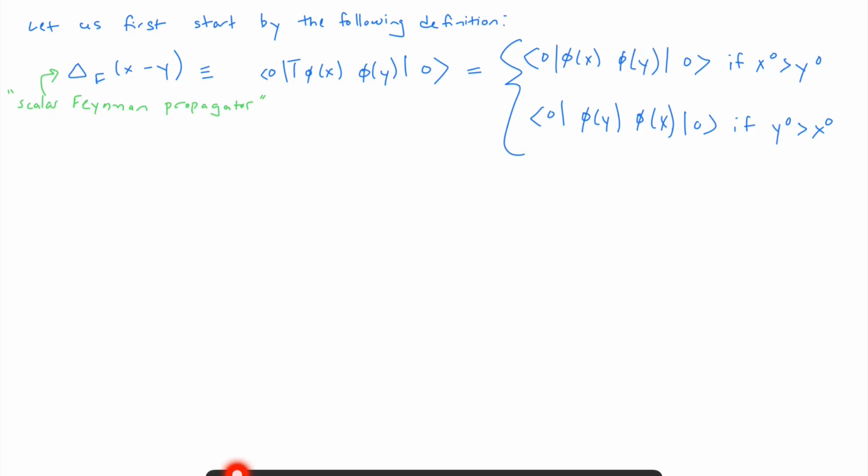This still stays phi x, phi y. But if x happens at an earlier time, meaning x naught is less than y naught, or y naught is greater than x naught, then we have to switch the order so that the earlier time operator gets put on the right. That's what the time ordering operator does. We have to switch the order of the two. So that's the definition of the scalar Feynman propagator. And it will use 2 different calculation methods depending on whether x is earlier in time or whether y is earlier in time.